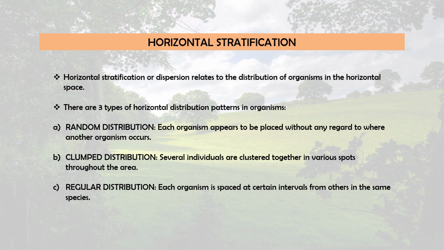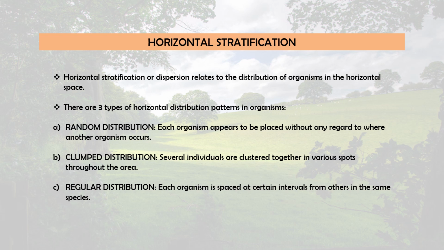There are three types of horizontal distribution patterns in organisms. First one is random distribution. Here, each organism appears to be placed without any regard to where another organism occurs. There is no negative or positive interaction between the individuals. Next is clumped distribution. In this case, several individuals are clustered together in various spots throughout the area, like ants grouped into colonies, fish into schools, and humans into cities.